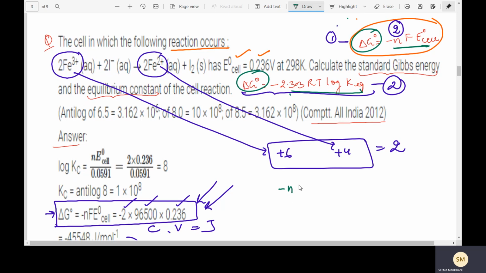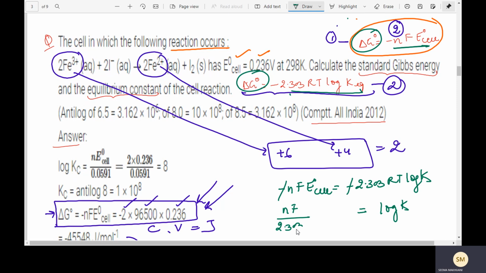So minus nFE naught cell is equal to minus 2.303 RT log K, that is the equilibrium constant. Minus, minus cancel. And if I rearrange it, do you understand that your log K will become equal to nF upon 2.303 RT and you would have an E naught of cell.